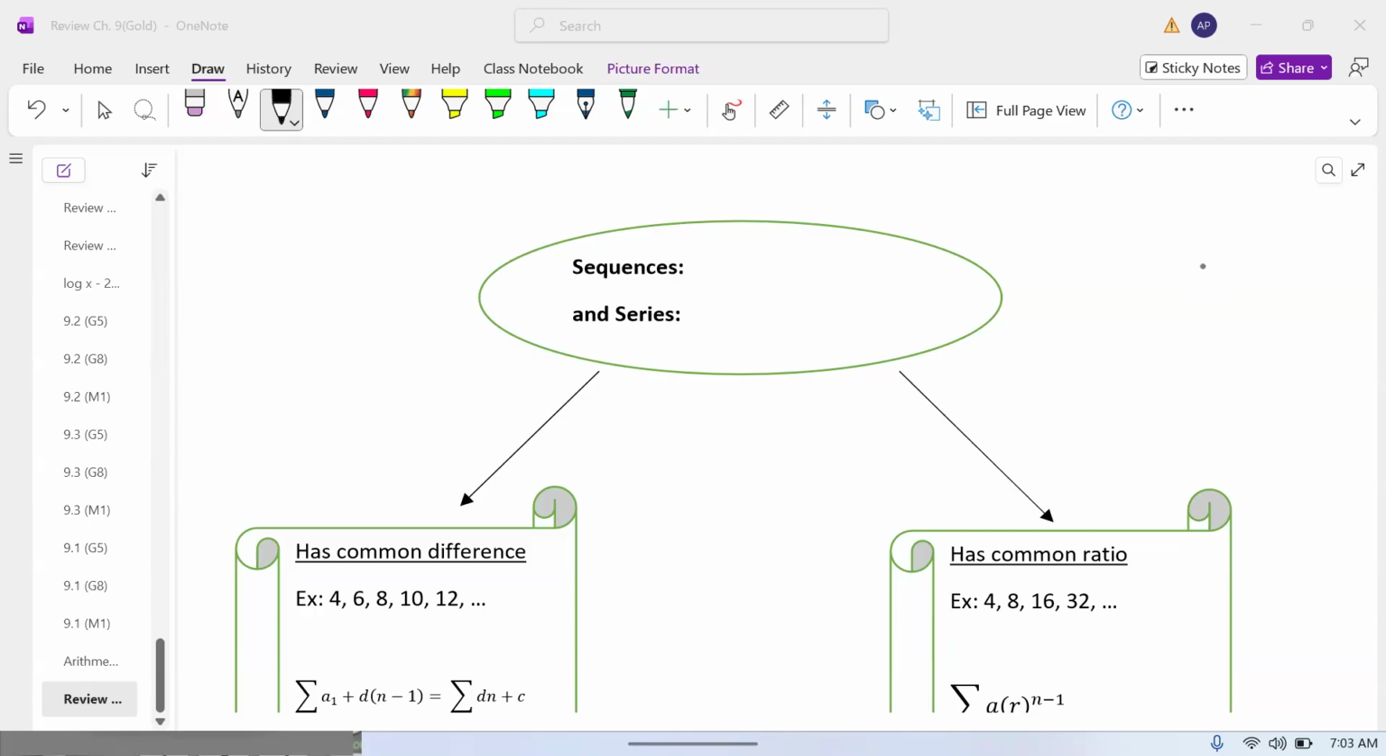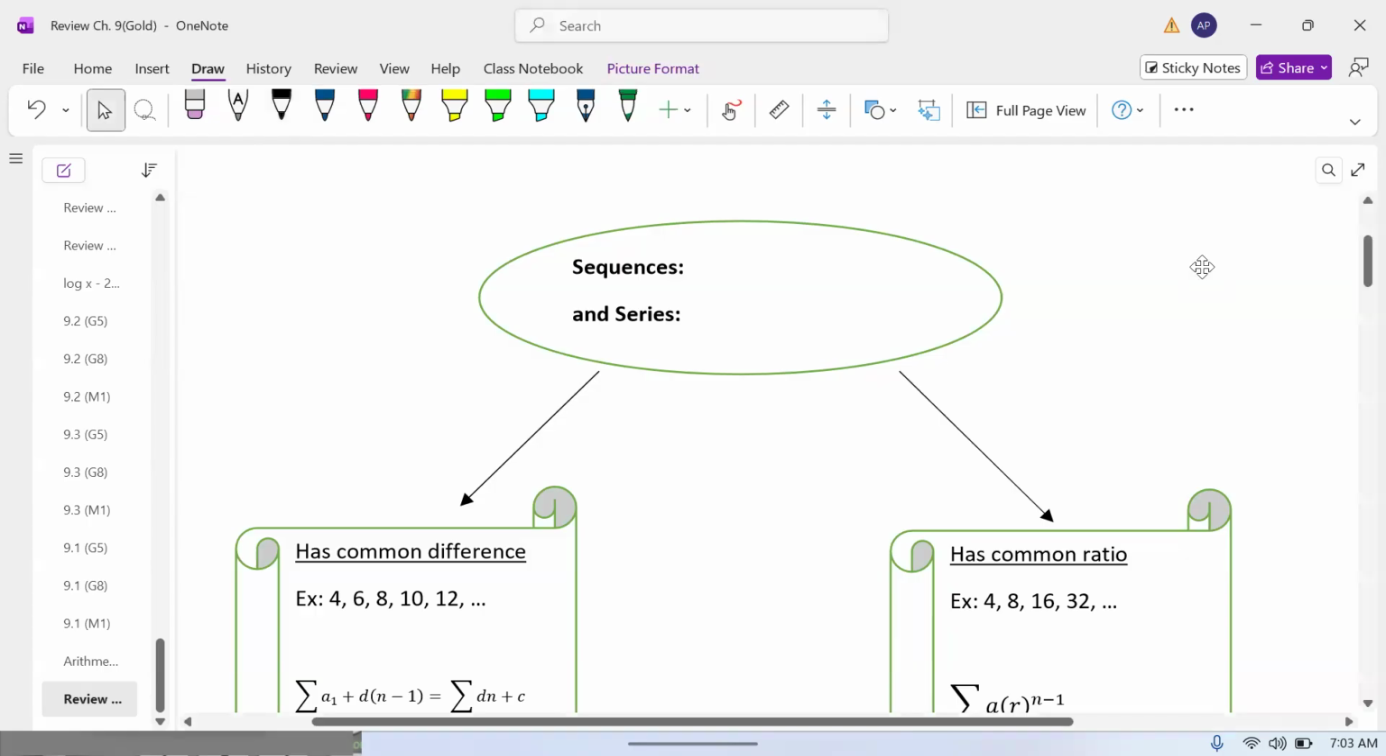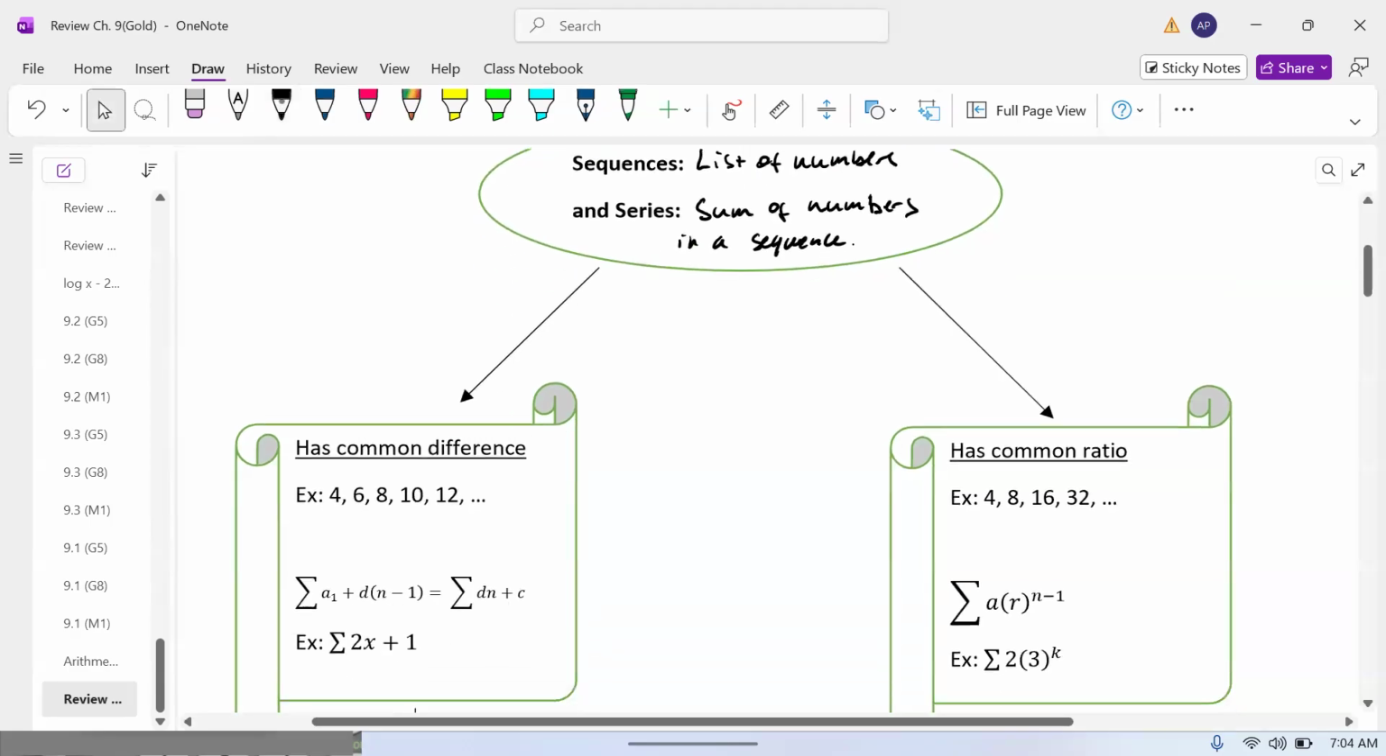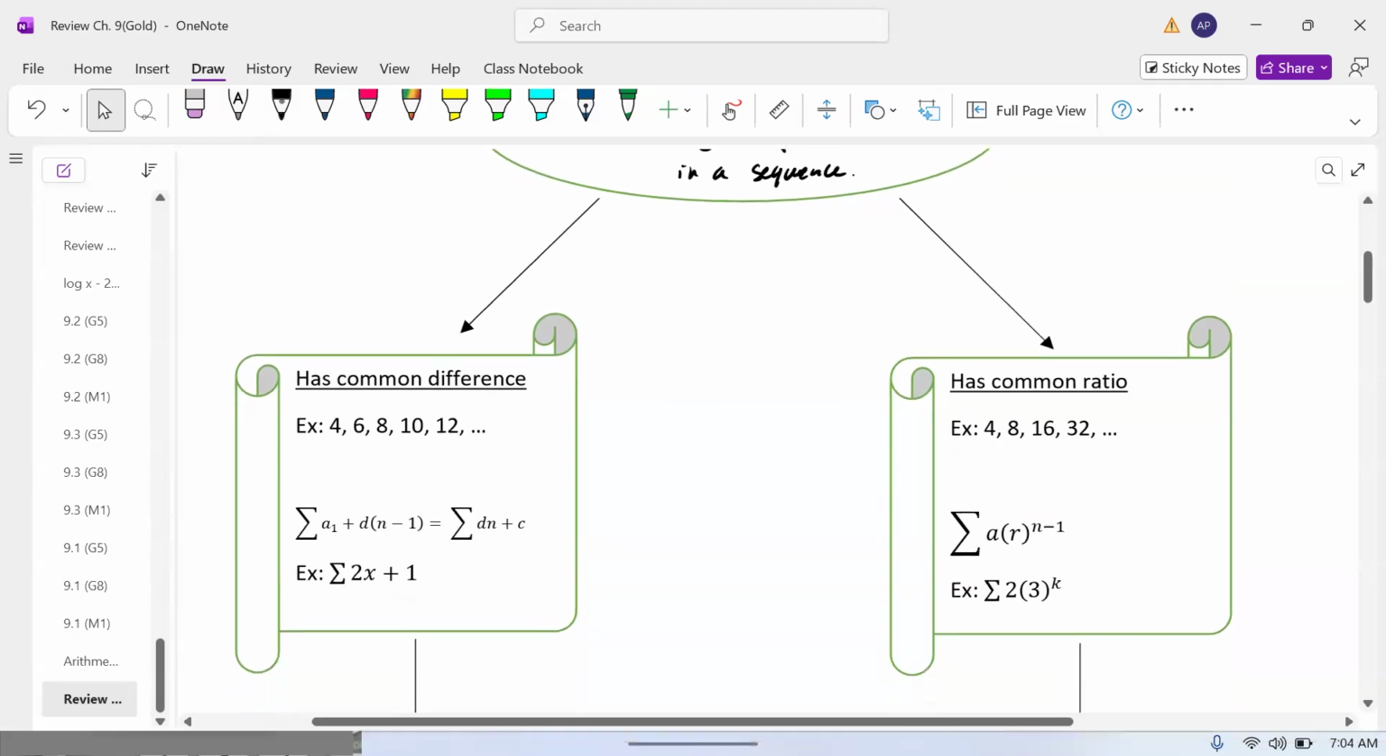So first of all, let's remember what it means to be a sequence. A sequence is just a list of numbers. And then a series is the sum of the numbers in a sequence. Now, we have two major types of sequences, and therefore series, and they're called arithmetic and geometric.